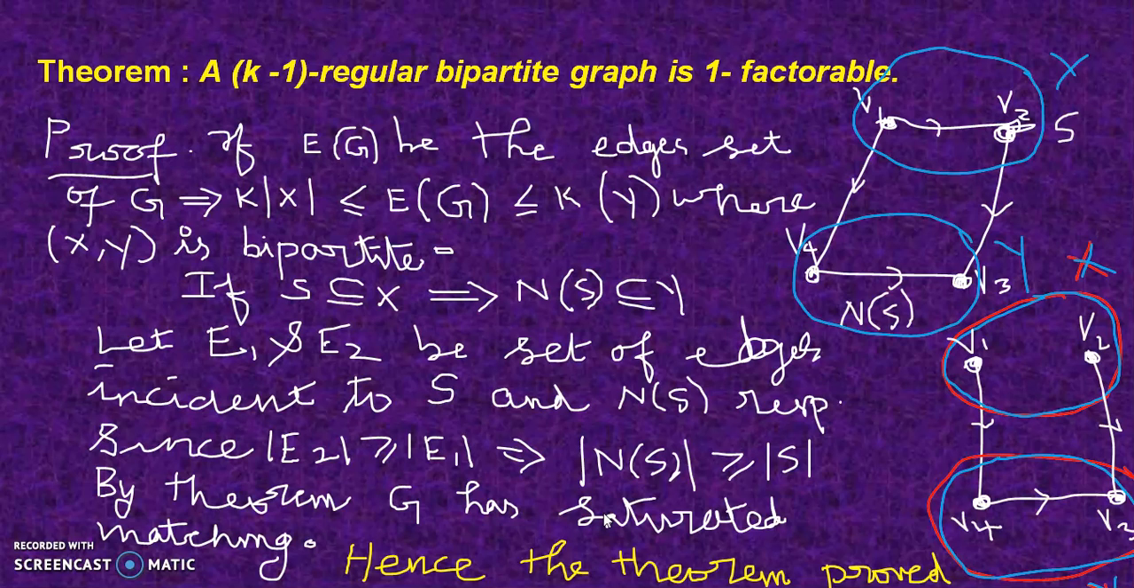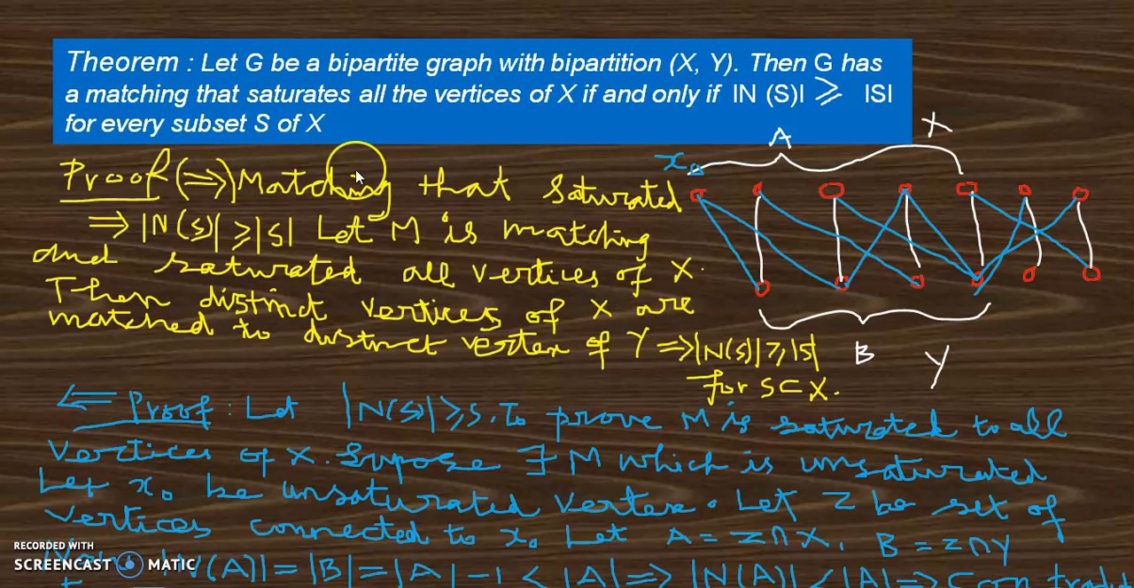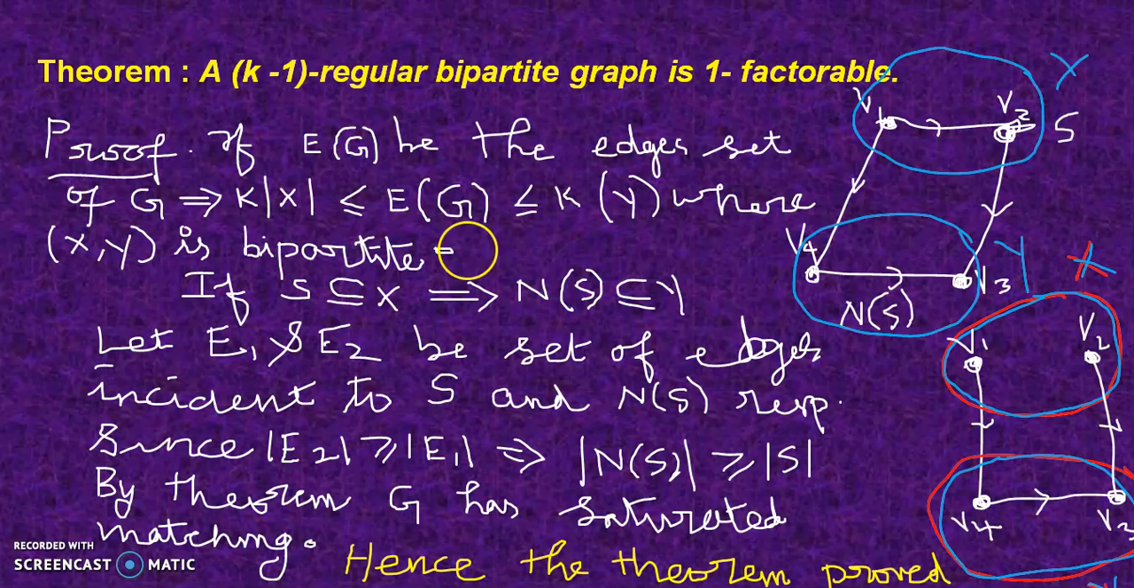By theorem, G has a saturated matching. So from the previous theorem, if this is the case, then G has a saturated matching. You go back, you will see that. That's the theorem here. This is the previous theorem we saw. Am I correct? If it is a bipartite graph with bipartition X comma Y, and the absolute value of N of S is greater than or equal to the absolute value of S, then G has a matching which is a saturated one. So by that particular theorem, we proved that a k minus 1 regular bipartite graph is one factorable.